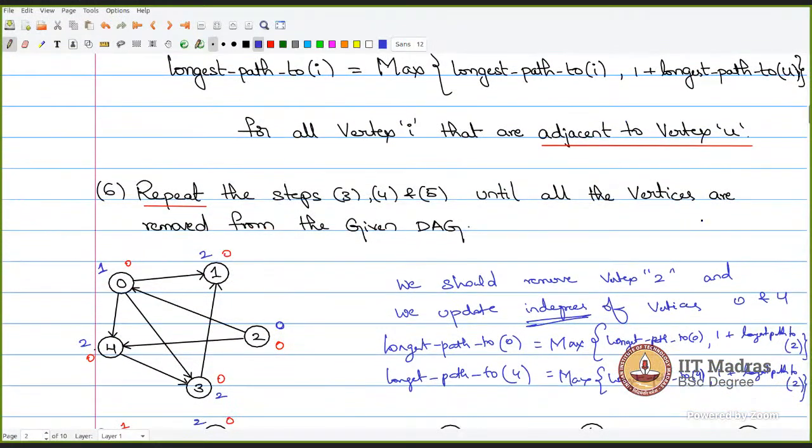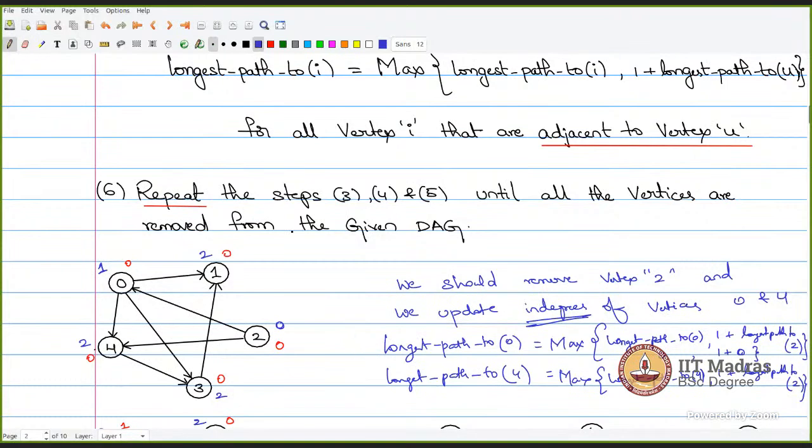Now in order to compute this, let us see. What is the longest path to 0 we initially have? What is the red number we have up to now? It is 0. So 1 plus longest path to 2, which is 0. Now we have max of 0 comma 1. Which is the maximum value? 1. So the updated longest path to 0 will be 1.